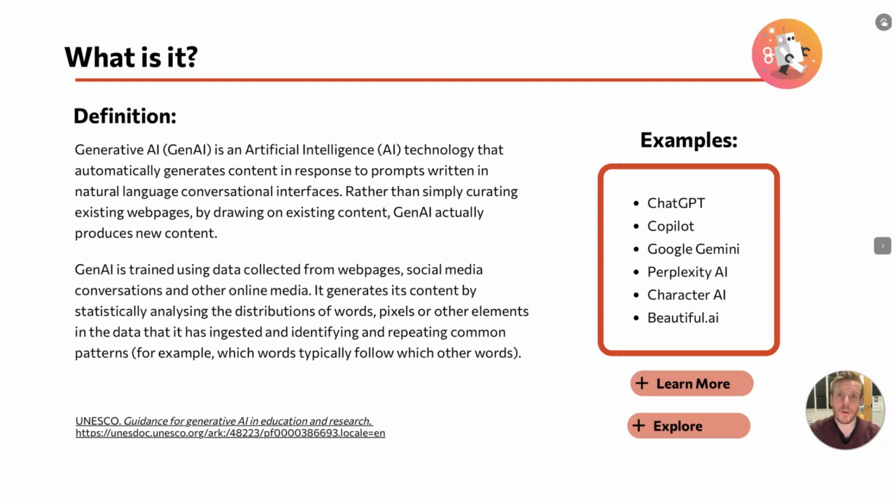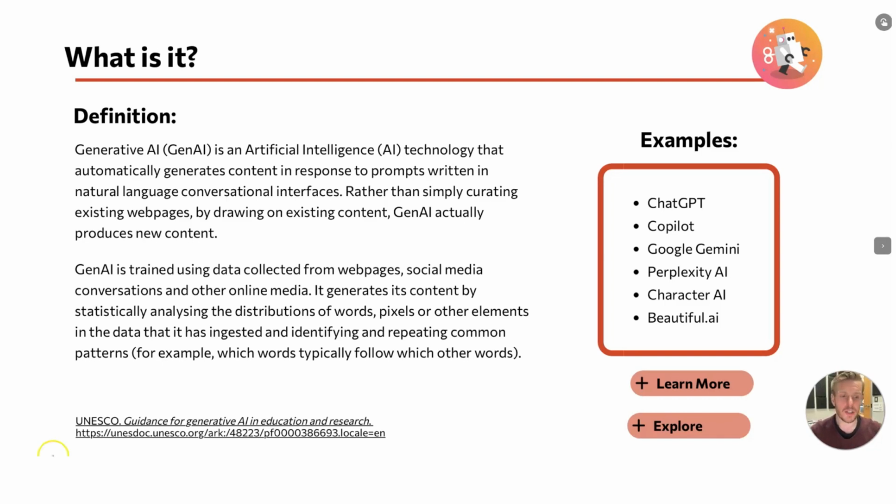Now, there are so many examples of generative AI tools. I'm sure all of you are aware of ChatGPT, but there's also Microsoft's Copilot, which is the approved tool for use here at Seneca. Google has Gemini, there's Character AI, Perplexity, Elicit, Beautiful AI, the list goes on.